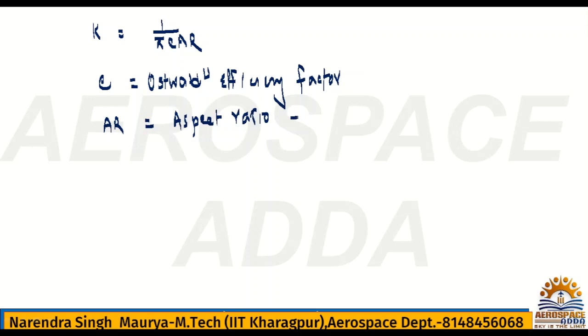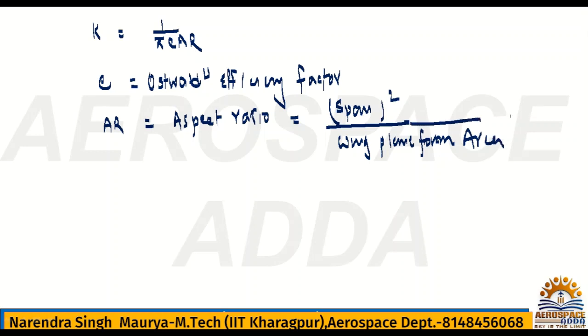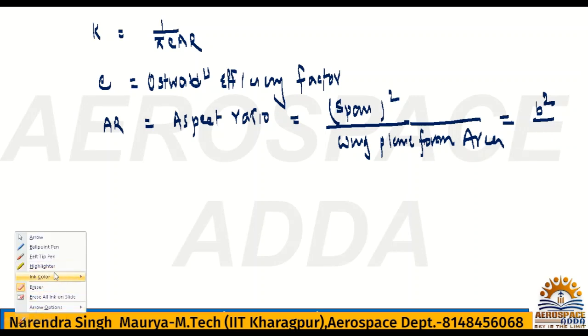What is the aspect ratio? Aspect ratio is nothing but span square divided by wing planform area. If span is B, then B square, and planform area is S. What is the planform area? It is S. Sometimes it is denoted A, but here you can denote S because in the formula of lift and drag you have seen half rho V square S CL. So S is the planform area, or sometimes it is also called wetted area.